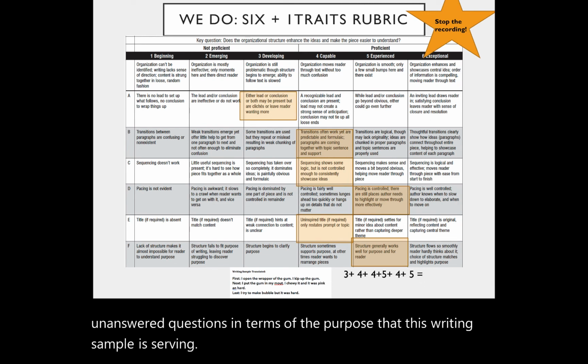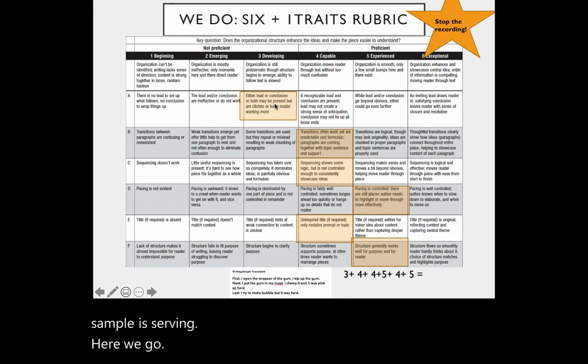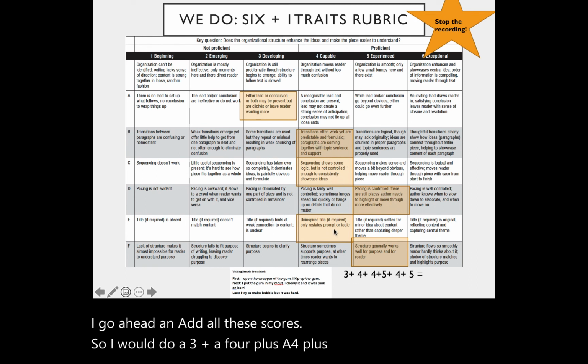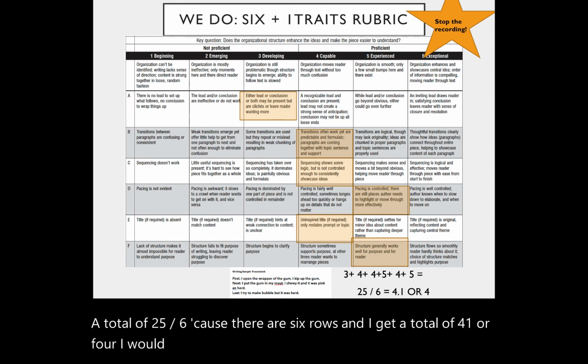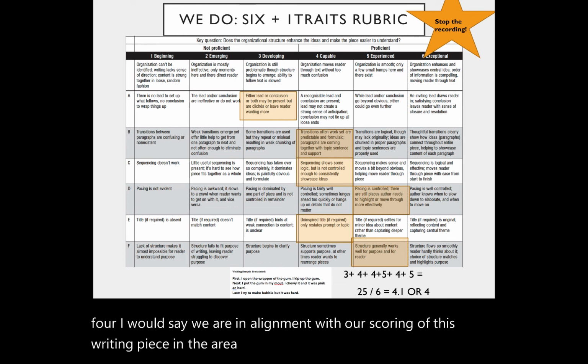So here we go. I add all these scores: a 3 plus a 4 plus a 4 plus a 5 plus a 4 plus a 5, and I get a total of 25. I divide it by 6 because there are 6 rows, and I get a total of 4.1, or 4. I would say we are in alignment with our scoring of this writing piece in the area of organization if you also got anywhere between a 3 or a 4.